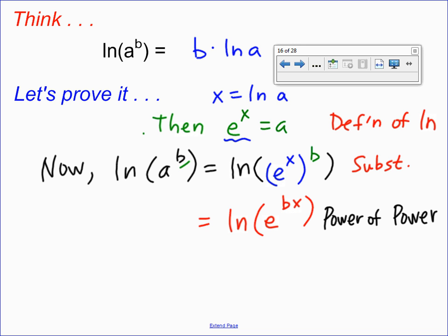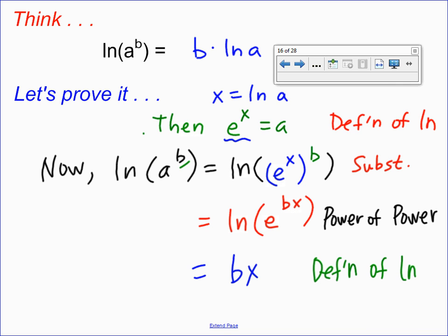Remember, natural log is saying e to the what exponent equals the input, right? A logarithm is an exponent. So what exponent must my base e be raised to equal e to the bx? To the bx. That's definition of natural log. That's why we chose that property to use. So we're not using our own properties to prove our properties. We're using other properties to prove our properties.